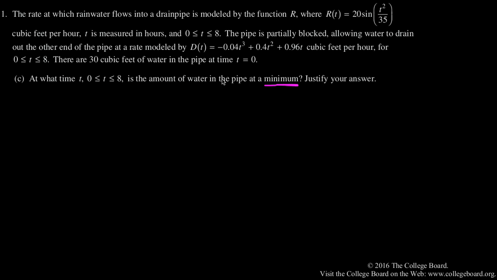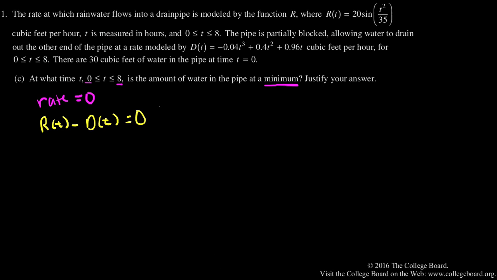We know that to find a critical point, we set the derivative or the rate equal to 0, or find where the rate is undefined. And then we can also consider the two endpoints 0 and 8. So let's go ahead and do that. So the rate is going to be the amount flowing in minus the amount going out. So the rate is going to be R of t minus d of t, and we figure out where that is 0.